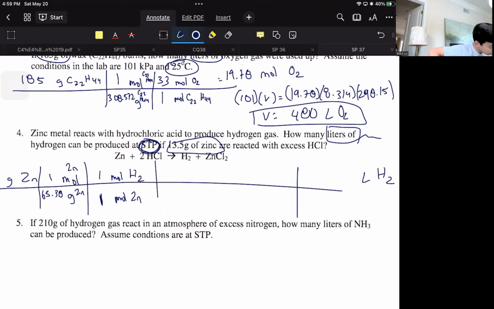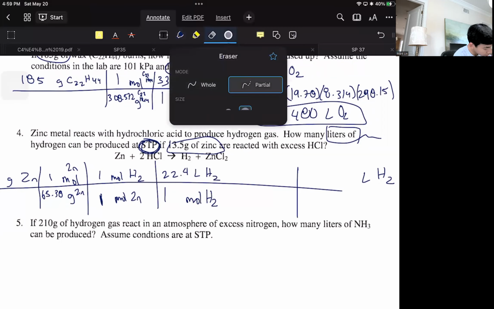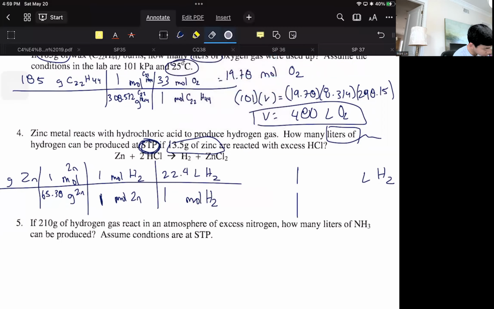And then from moles of H2, 1 mole of H2, this is where STP comes in. There are 22.4 liters in 1 mole. If you plug all this in, it's going to give you 4.6 liters of H2.